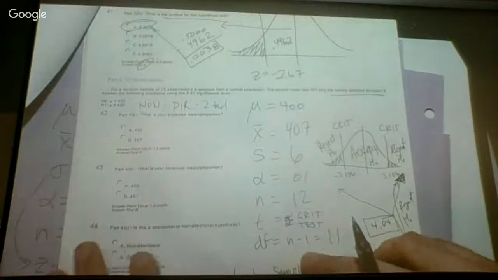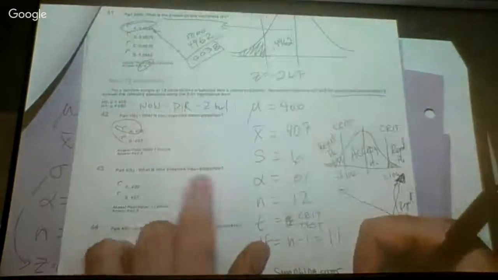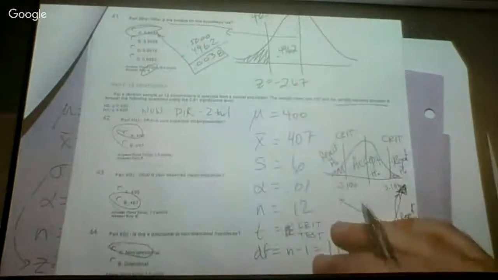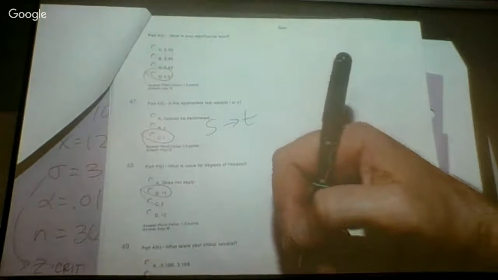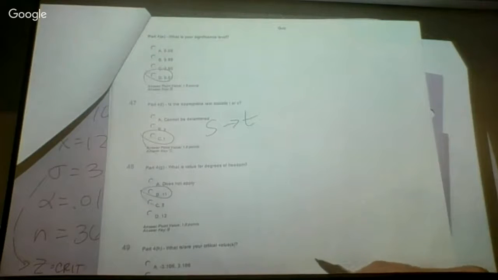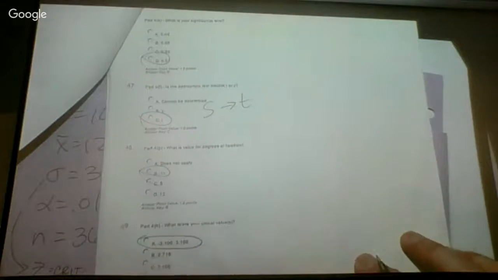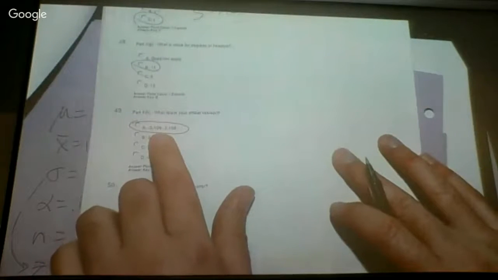What's our expected value? 400. What's our observed mean? 407. Directional or non-directional? Non-directional. 1 or 2 tail test? 2 tail test. What's the significance level? 0.01. T or Z? T, because we had S. Degrees of freedom? 11. Critical value? Negative 3.106 and 3.106, because there's two critical values in a 2 tail test.